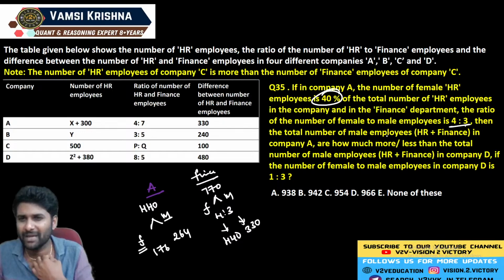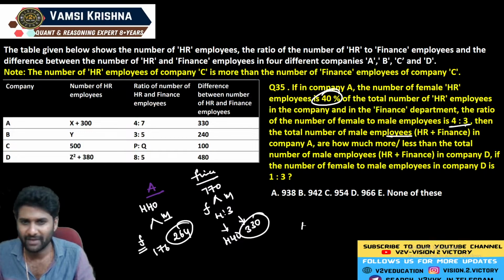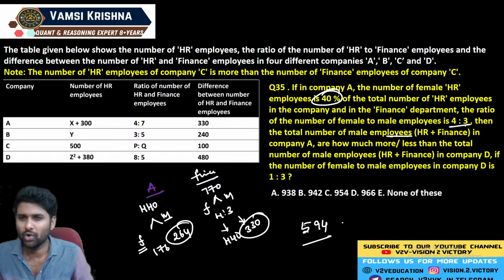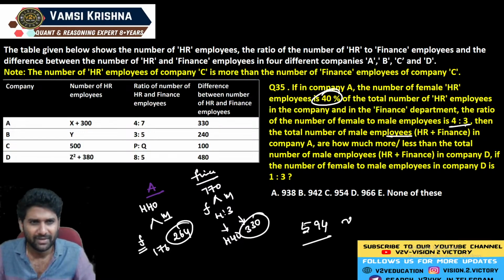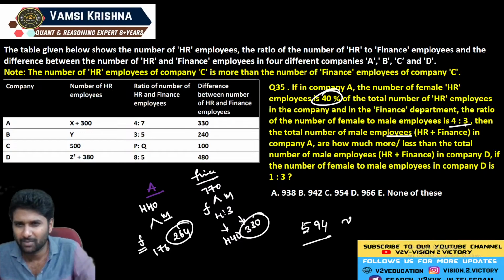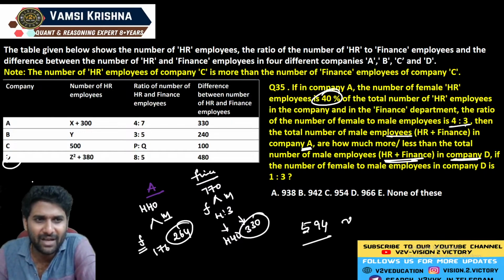Then what is the total number of male employees? The total number of male employees is 264 plus 330. Total value becomes 594. Okay, but we have one more data. The total number of male employees in HR and finance in company A is 594. How much percentage more or less than the total number of male employees in HR and finance in company D? Company D data we have to identify.